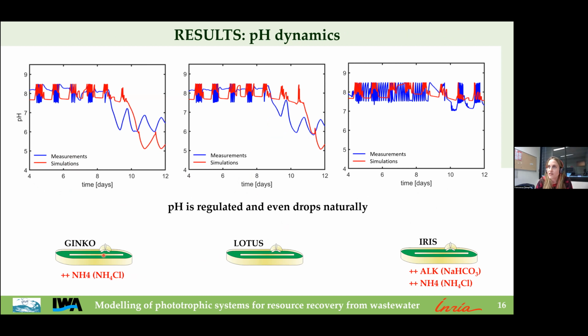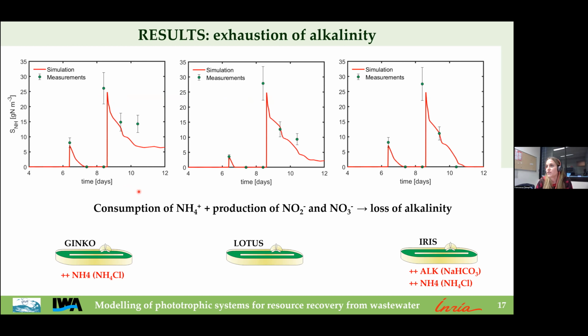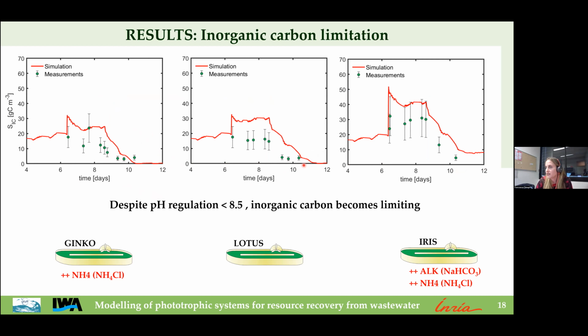And concerning the ammoniacal nitrogen, what is interesting to notice is that in the first reactor with a low level of alkalinity, the ammoniacal nitrogen is not totally consumed, while it's totally consumed in the reactor where we added a source of alkalinity. And why is this happening? This is happening because the inorganic carbon is dropping down to 0, first in the reactor with the lowest content of alkalinity, then in the second reactor, but this is not happening in the reactor where we added a source of alkalinity.